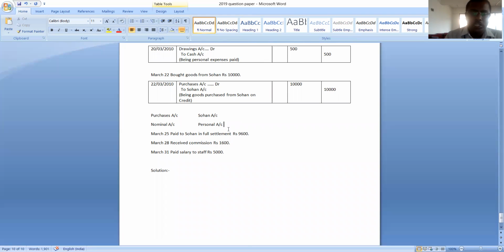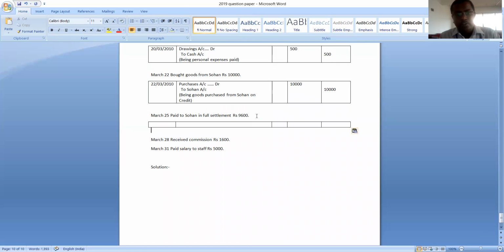Okay, let us move to the next transaction. It is dated 25th March 2010. The transaction is: paid to Sohan in full settlement rupees 9,600. In this kind of transaction, you need to refer to previous transactions also. See, in the journal entry of 22nd March 2010, Sohan's account is showing a balance of 10,000 rupees.